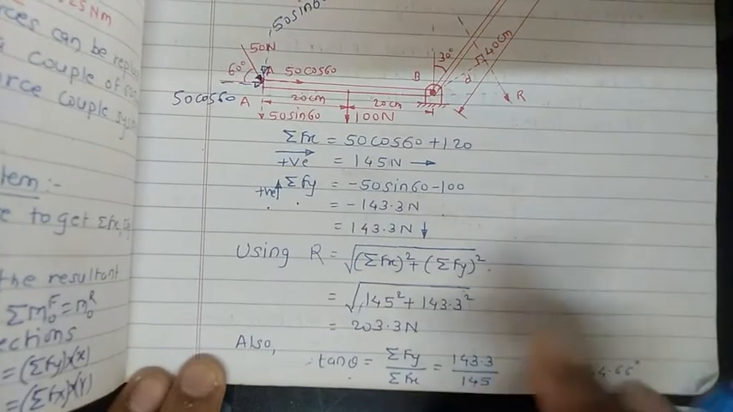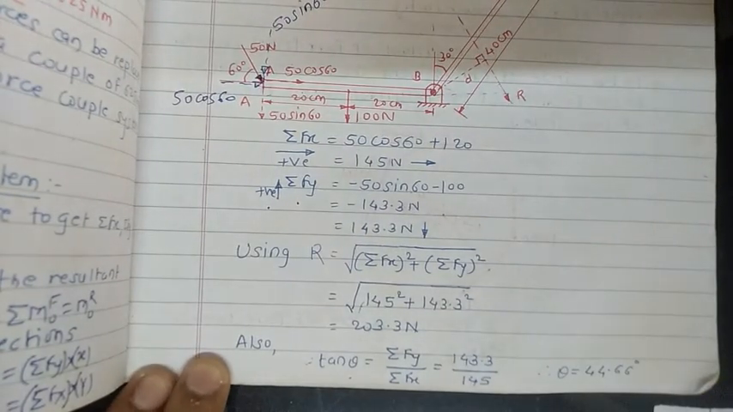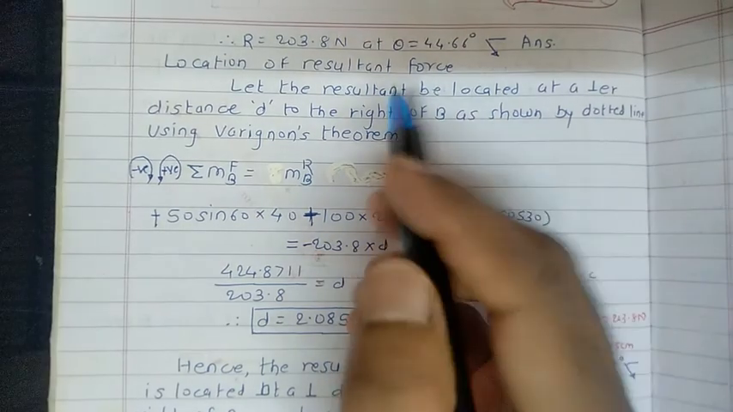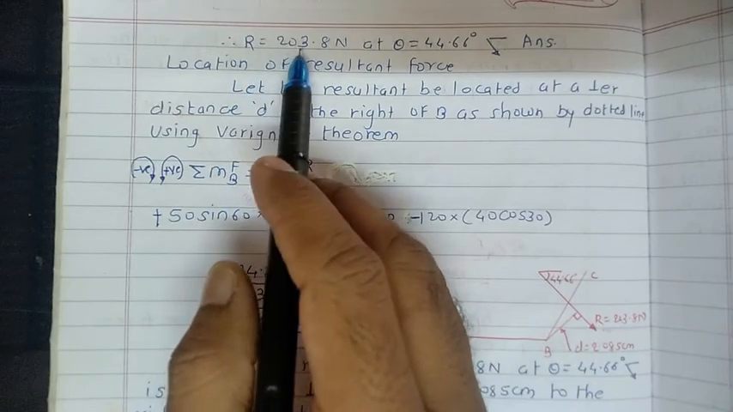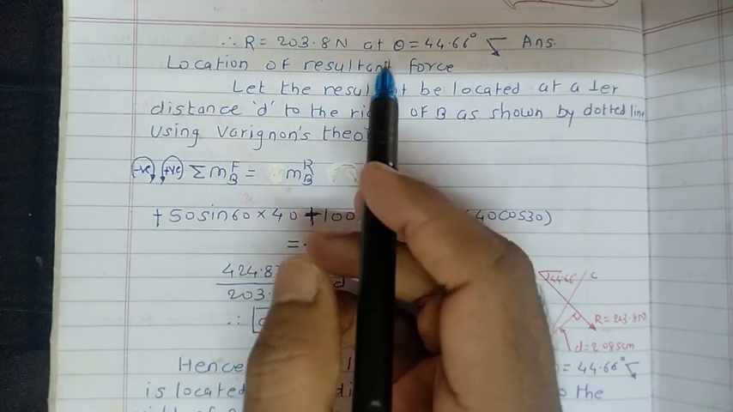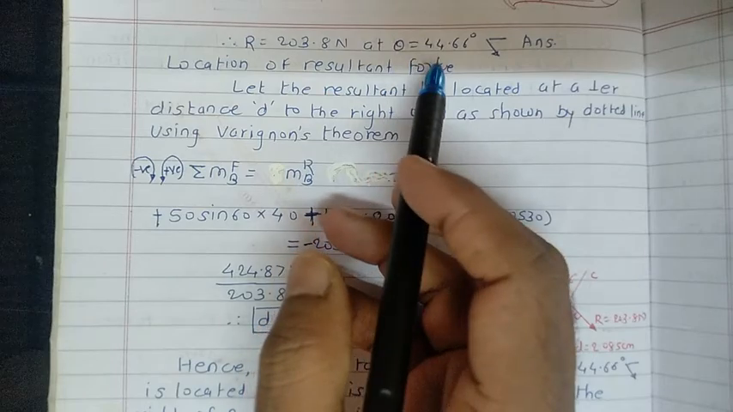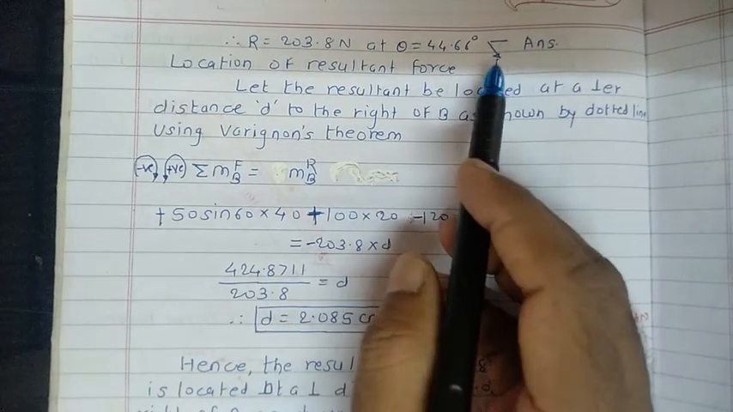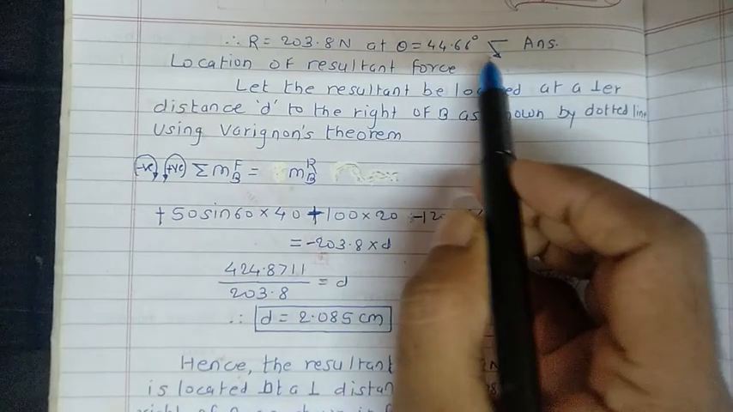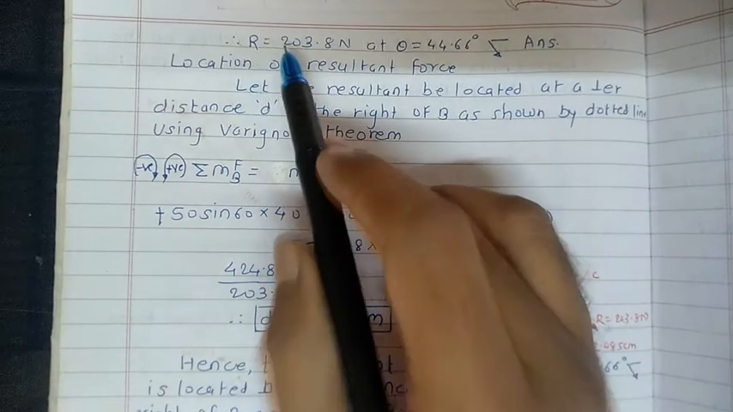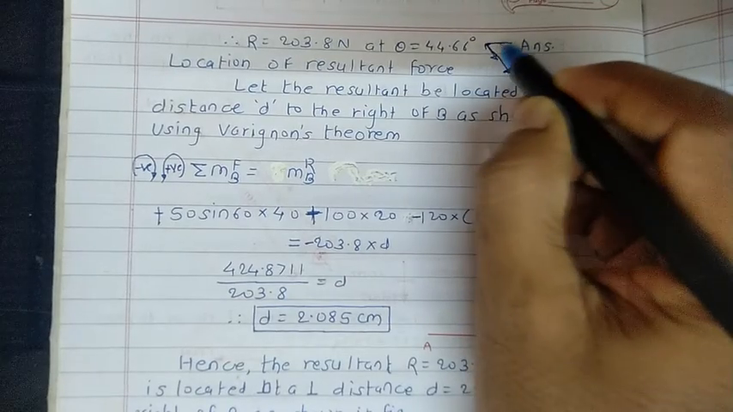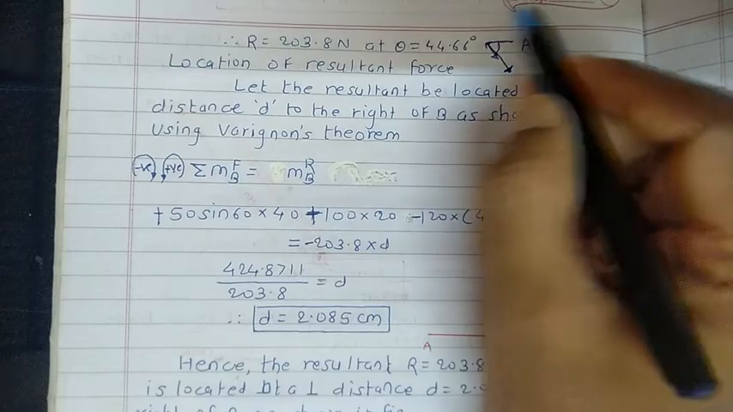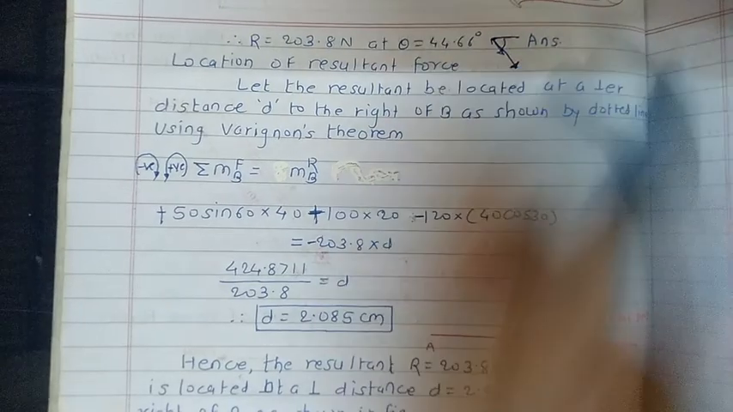I hope up to here all the steps are clear. Now in this case we found the value of R after doing the calculation, 203.8 Newton, that makes an angle theta equals 44.66. So this indicates the quadrant of that R. The quadrant of R we can get depends upon the signs, and here the quadrant of R is shown, that actually lies in the fourth quadrant, depending upon the sign of summation of Fx and Fy.